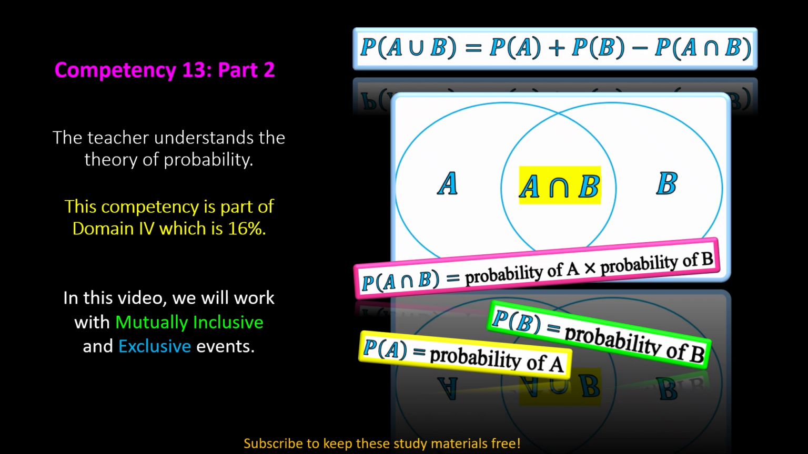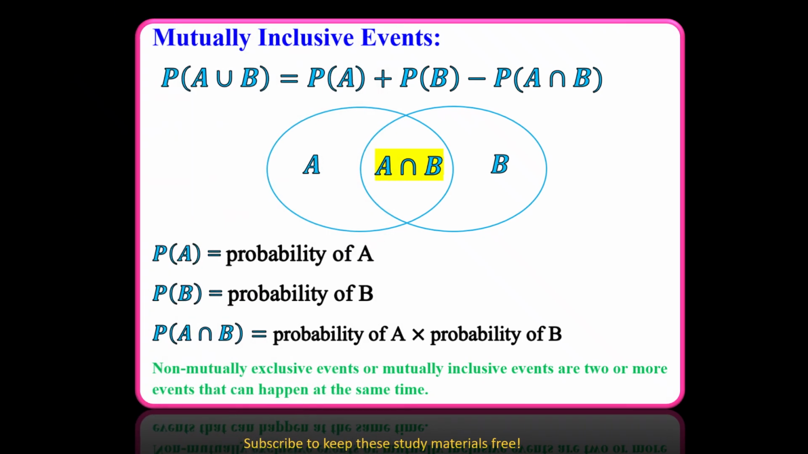In this video, we will work with mutually inclusive and exclusive events. Mutually inclusive events are events that can occur at the same time. And in the case that you wish to have one event or the other event, but not both, we have the formula above to deal with these situations.